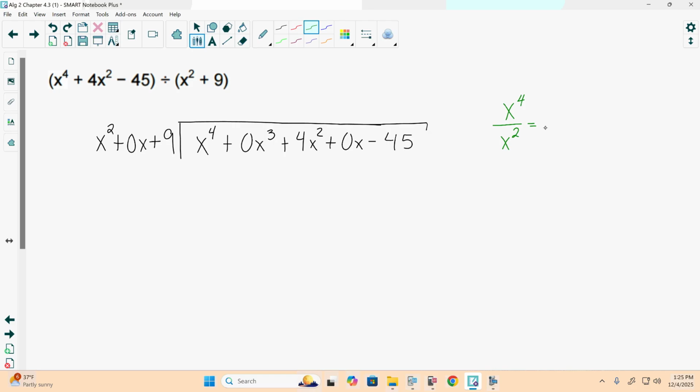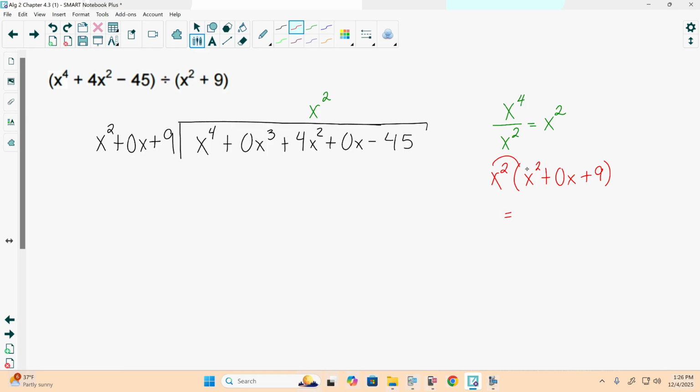So to get our first term, what times x squared is x to the 4th? Well, we can do x to the 4th divided by x squared, which is x squared, yes? This is the first one we've had like it that has a missing term on our expression outside what we're dividing by, but it's still going to work. We still need that term there.